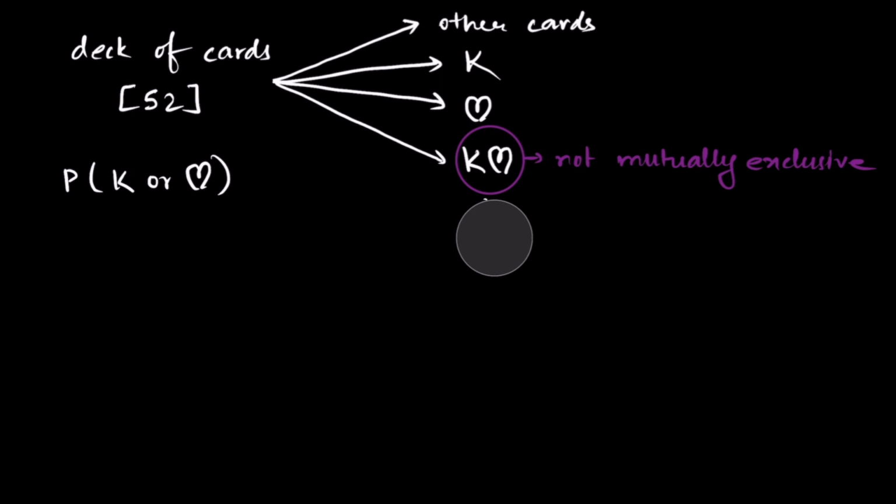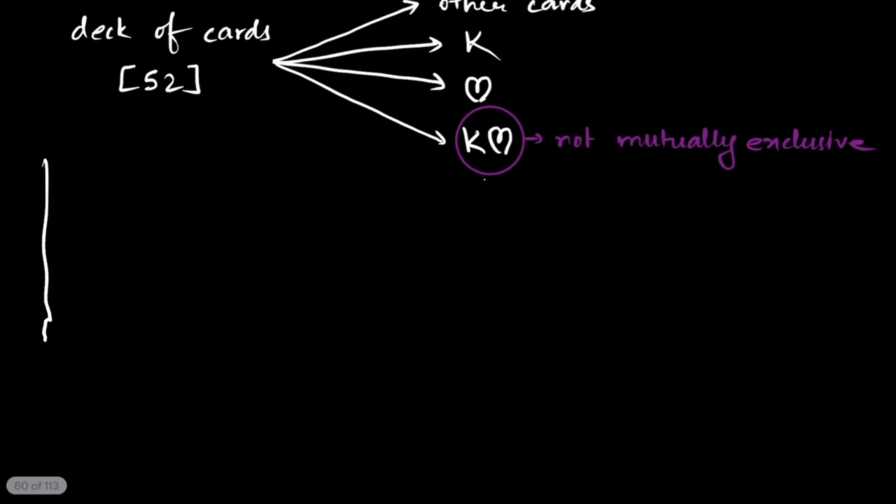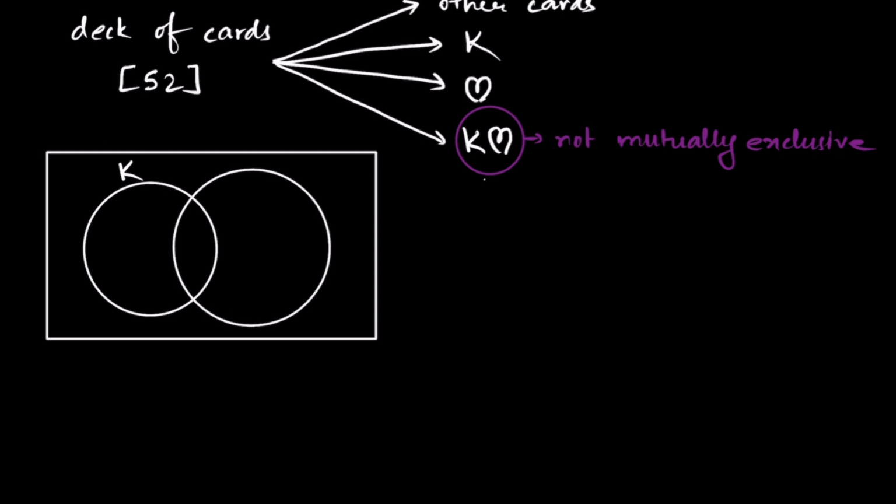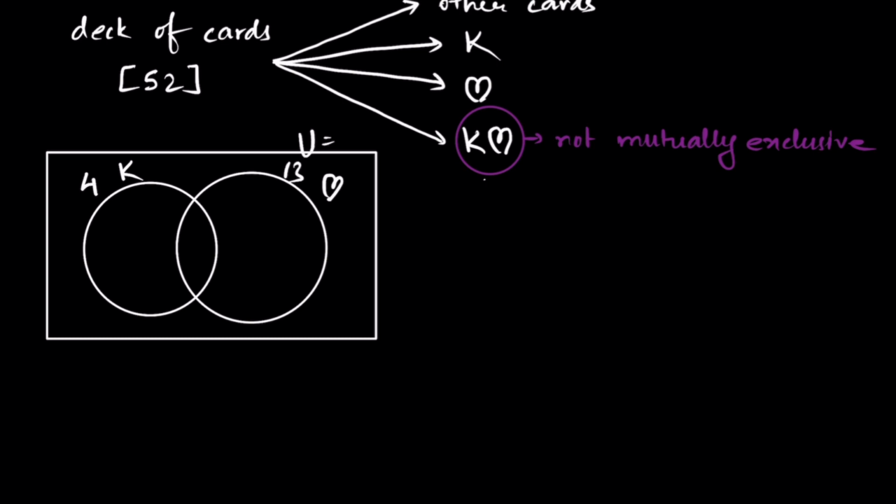Again, let me show you with the help of a Venn diagram. So let me show you the same question in a Venn diagram. So here's the Venn diagram for the question. There is a probability that you might get a king. There is a probability that you might get a heart. There are altogether 4 kings and altogether 13 hearts in a deck of 52 cards. However, there is also a probability that you might get king of hearts. There's 1 king of hearts in a deck of cards.